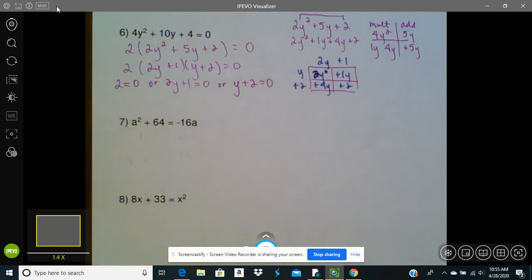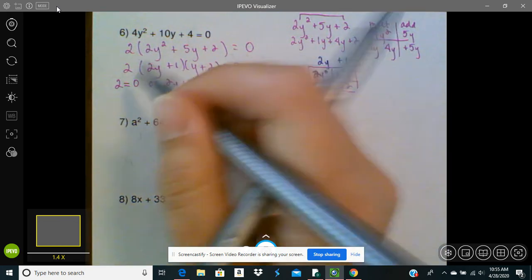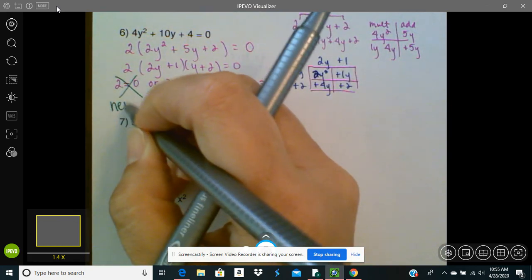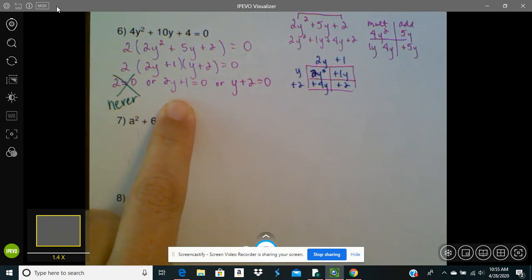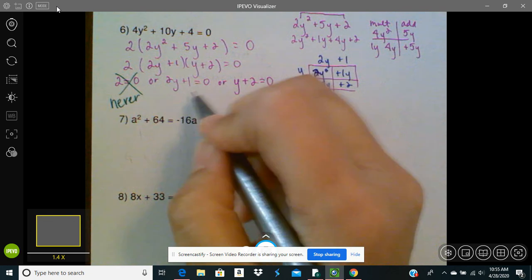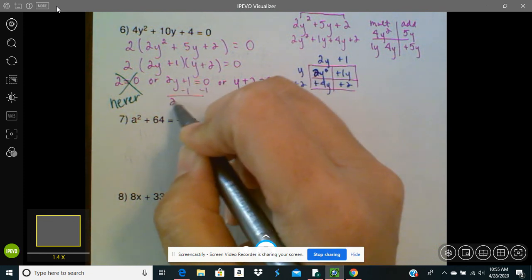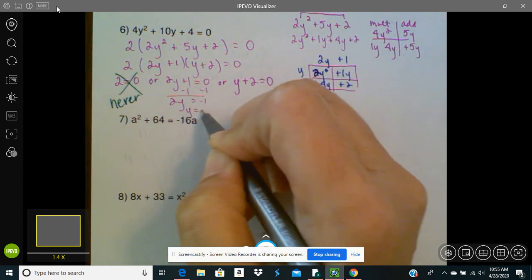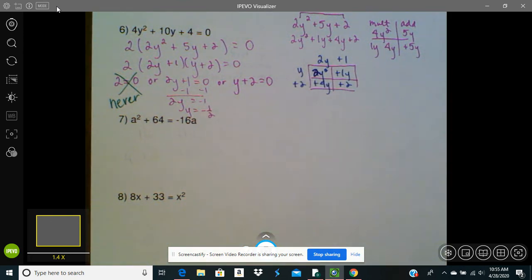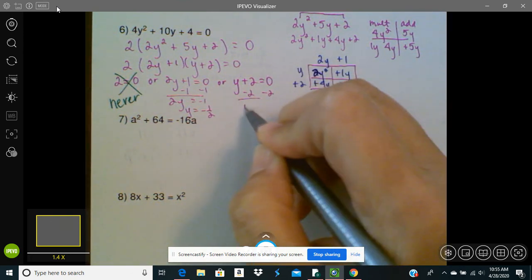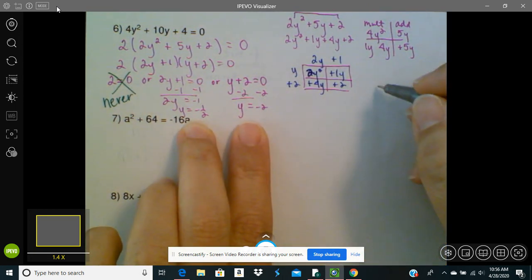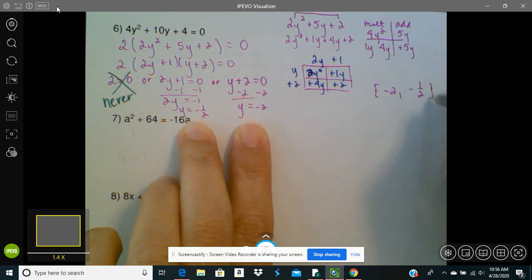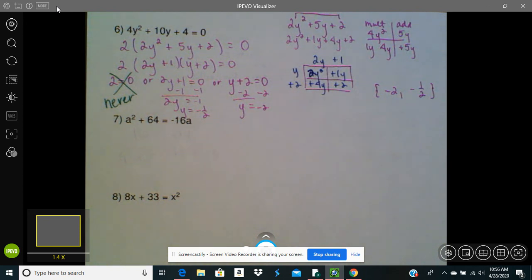Okay. Will 2 ever equal 0? Never. Okay. Now let's look here. Either 2y plus 1 equals 0 or y plus 2 equals 0. So we'll solve here. 2y is negative 1, so y is negative 1/2. And we'll solve here. y equals negative 2. So my solution set, the possible solutions will be negative 2 or negative 1/2. Okay? All right.